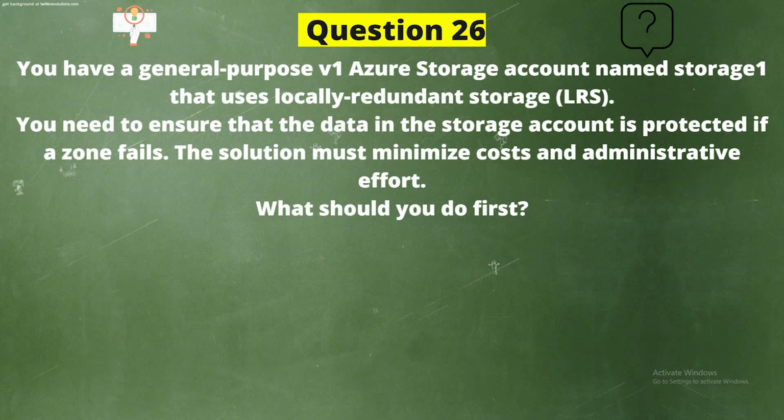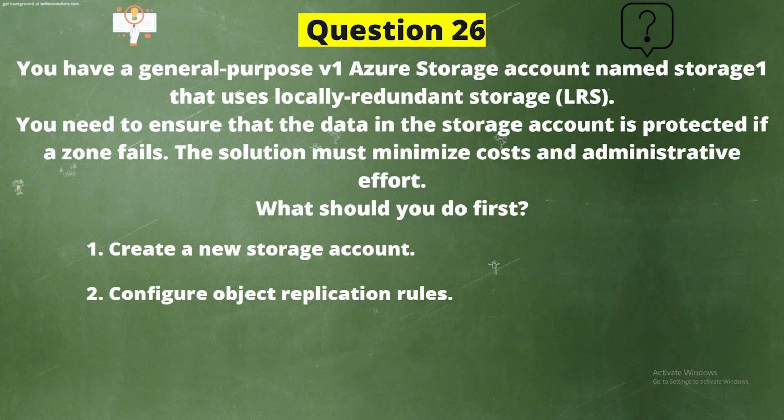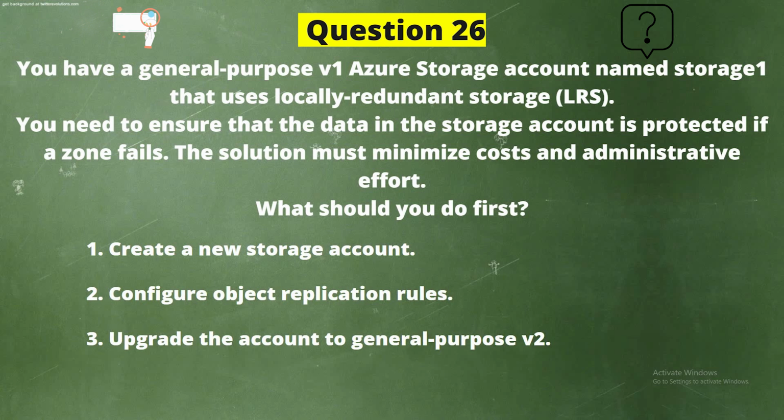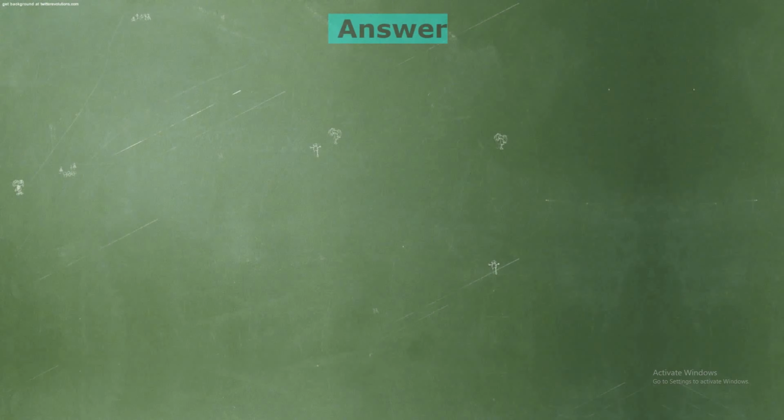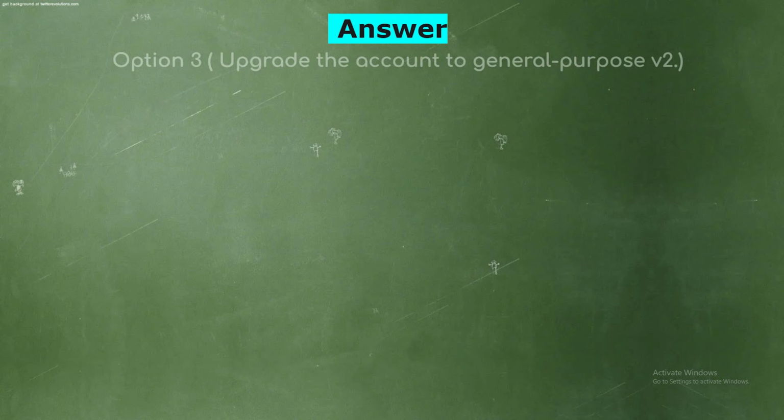Here are the options. Option 1: Create a new storage account. Option 2: Configure object replication rules. Option 3: Upgrade the account to general purpose V2. Option 4: Modify the replication setting of Storage1. And the correct answer is option 3: Upgrade the account to general purpose V2.